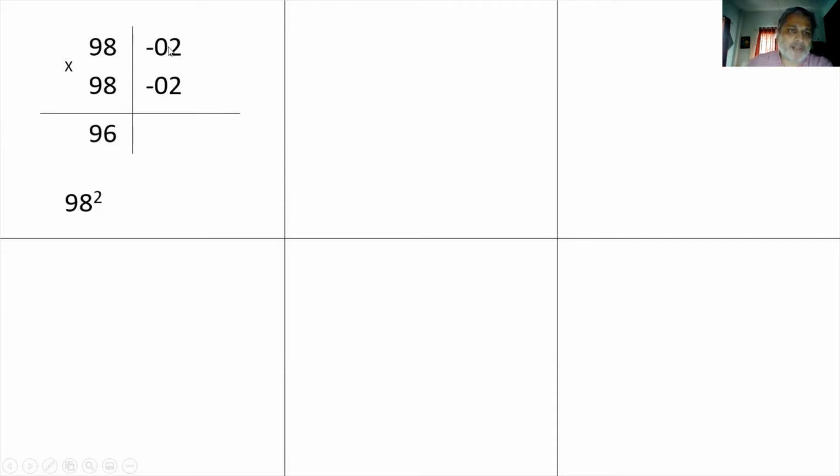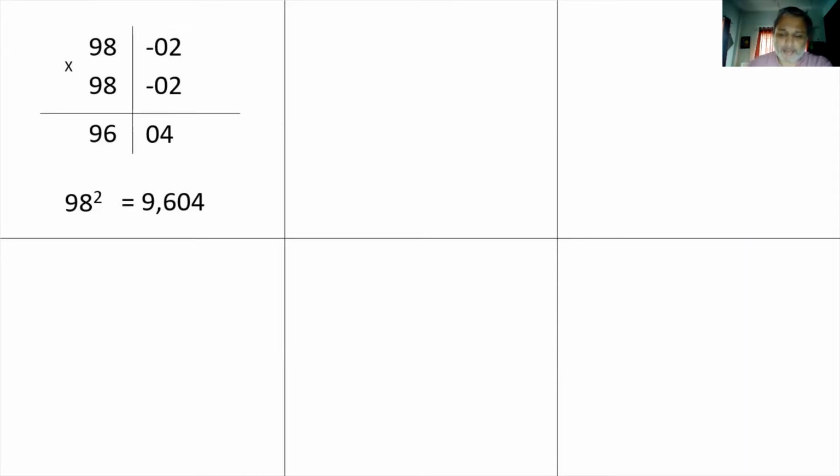And then you have to multiply the differences from the base. So minus 02 into minus 02: minus will become plus, and 2 twos are 4. But that also we will write in 2 digits, that is 04. And that is your answer for 98 square, 9604. So this is how you can calculate the square of those numbers which are close to the base.